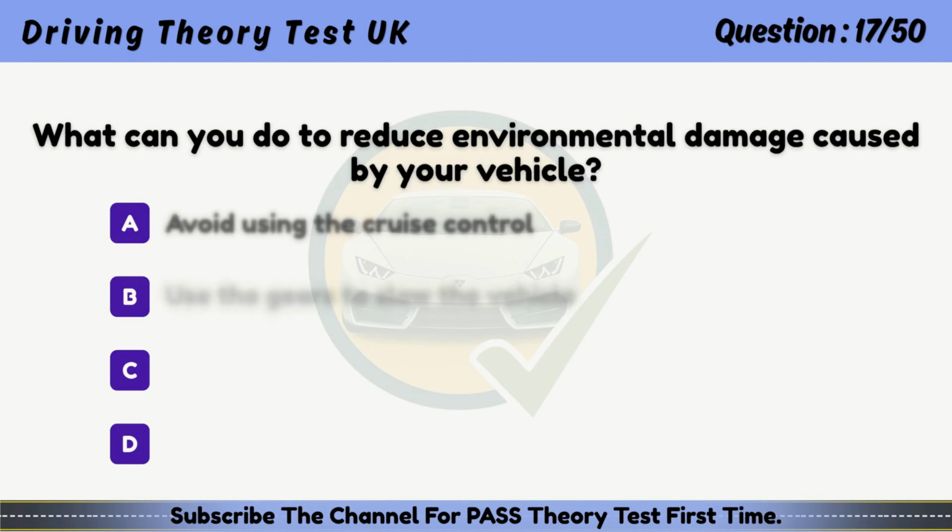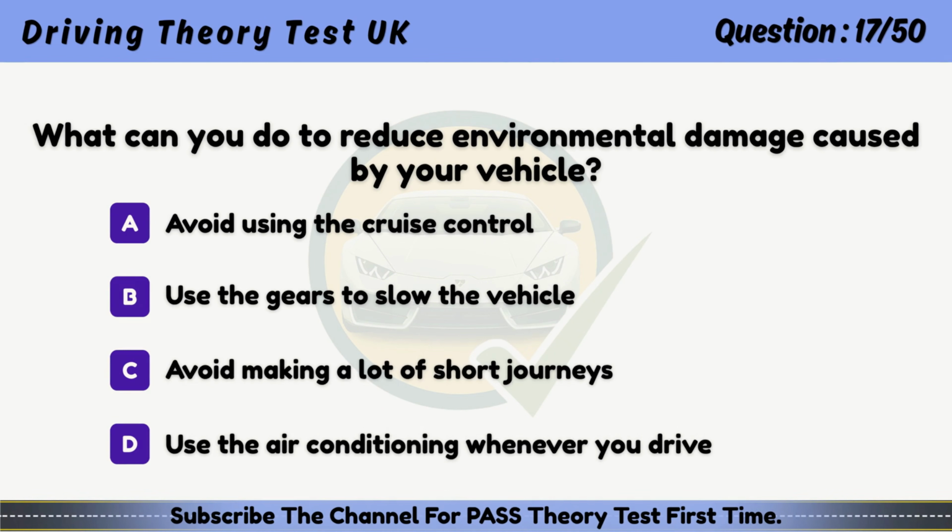Question 17. What can you do to reduce environmental damage caused by your vehicle? Option A. Avoid using the cruise control. B. Use the gears to slow the vehicle. C. Avoid making a lot of short journeys. D. Use the air conditioning whenever you drive.